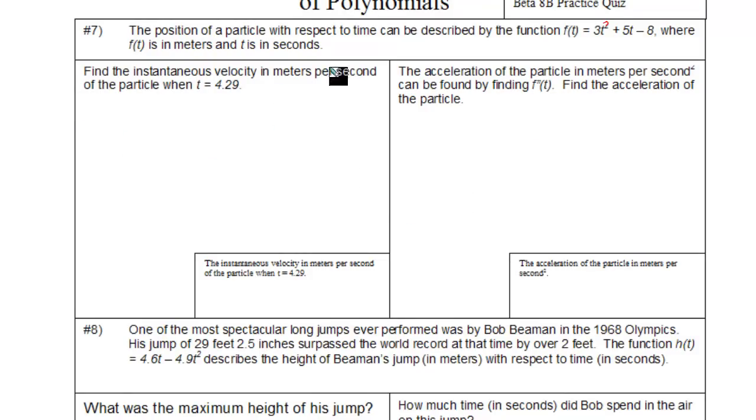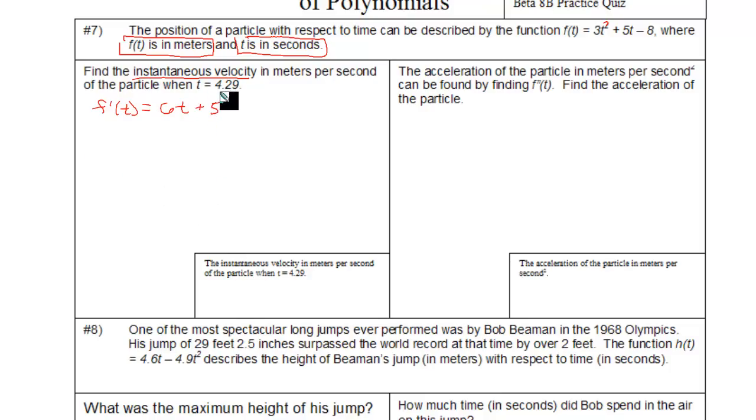Number 7. Position of a particle with respect to time can be described by this function where f of t is in meters, t is in seconds. Find the instantaneous velocity in meters per second. Instantaneous velocity means derivative. So we find f prime, that would be 6t plus 5.